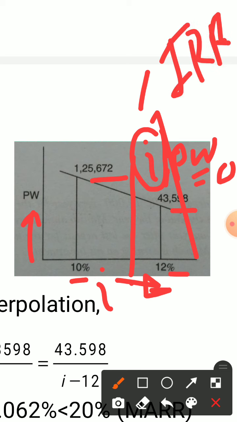IRR. So we have to find out this internal rate of return, the intermediate value. We have a maximum value, we have a minimum value, and we have to find the intermediate value at which this present worth becomes 0. So how can you calculate this?